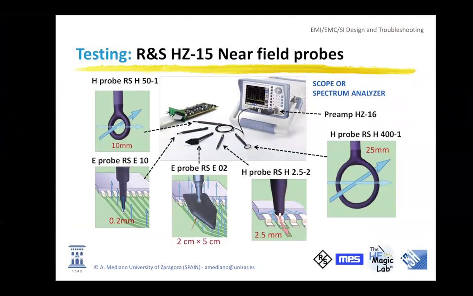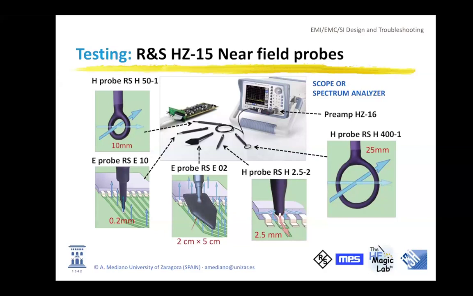The idea is that if the loop or tip is big, you will have more sensitivity and lower bandwidth, but you will not be good in spatial resolution. If you reduce the size of the loop or the tip, you will be able to identify exactly, at the pin level or the trace level, where the origin of the signal is, and with a higher bandwidth. But the probe will be less sensitive.